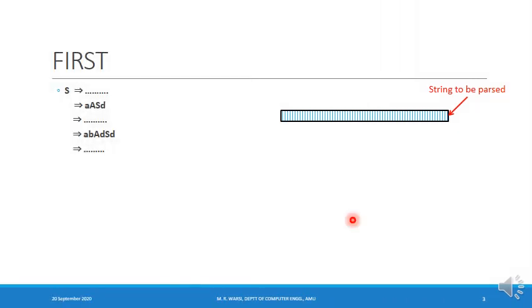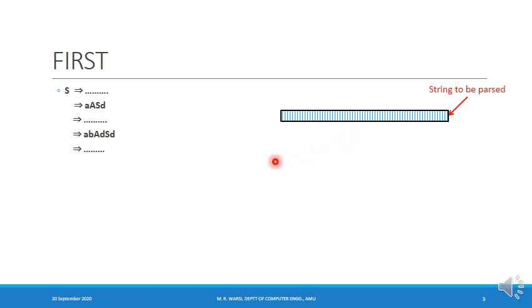We'll now understand the purpose of the first function. We'll discuss how the first function helps the parser. Now this slide I had discussed in the previous lecture. This is the string that we are parsing, and let us assume that we are doing the top-down parsing.